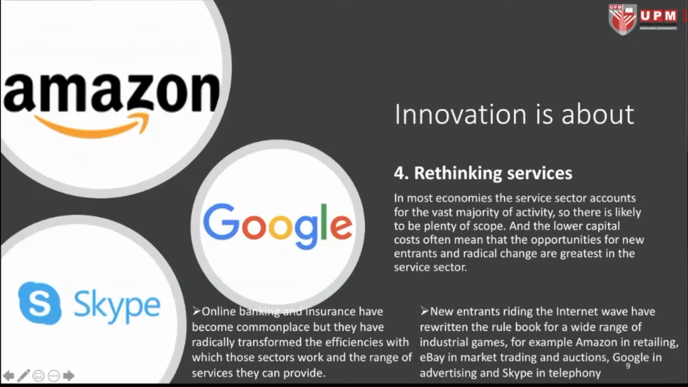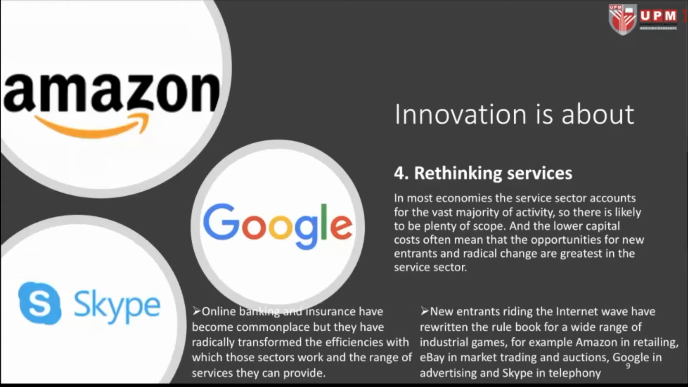The fourth item of innovation is about rethinking services. In most economies, the services sector accounts for the vast majority of activity. So there is likely to be plenty of scope, and the lower capital cost often means the opportunities for new entrants and radical change are greatest in the service sector. For example, new entrants riding the internet wave have rewritten the rule book for a wide range of industries: Amazon in retailing, eBay in market trading and auctions, Google in advertising, as well as Skype in telephony. And in the current year 2021, we have many other players going into the services that Amazon explored earlier.